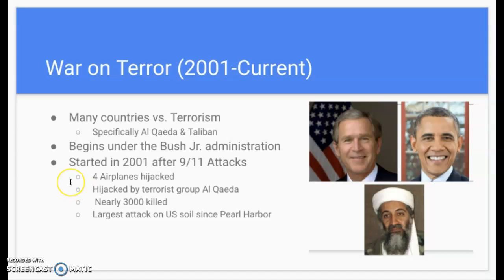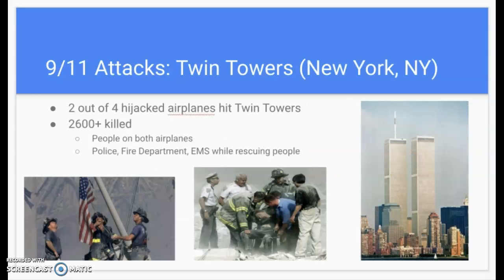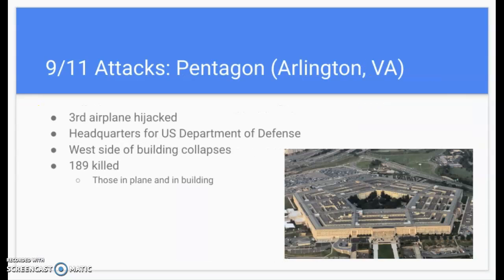Hijack means that they were stolen, and it killed nearly 3,000 people in the United States. This was the largest attack on U.S. soil since Pearl Harbor. One of the attacks was the Twin Towers in New York, New York. 2 out of the 4 hijacked airplanes hit the Twin Towers. This is a picture of the towers before they fell.